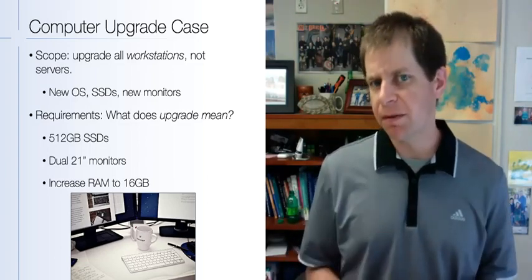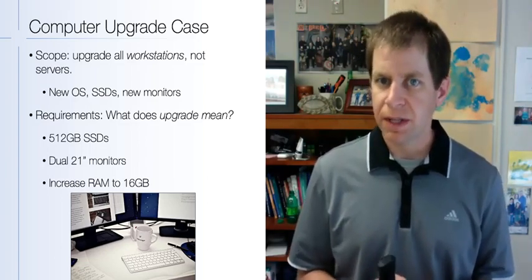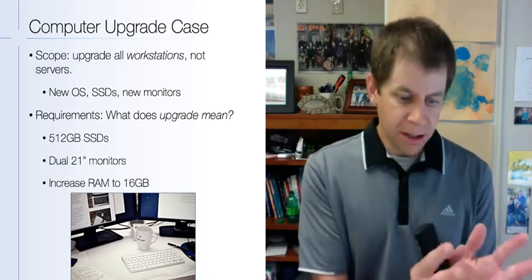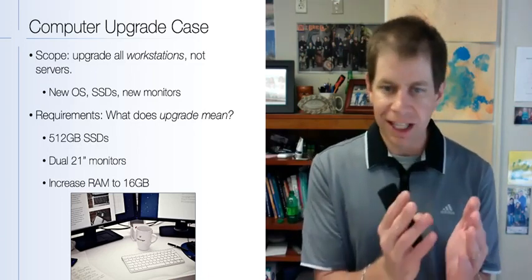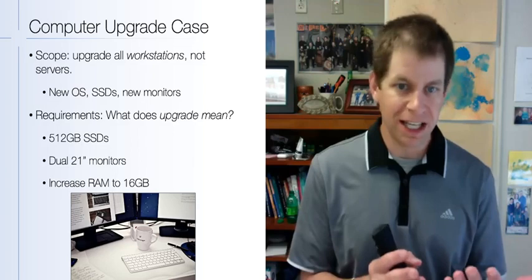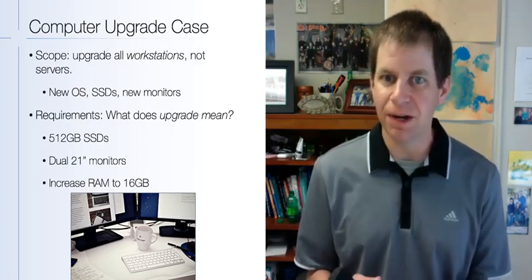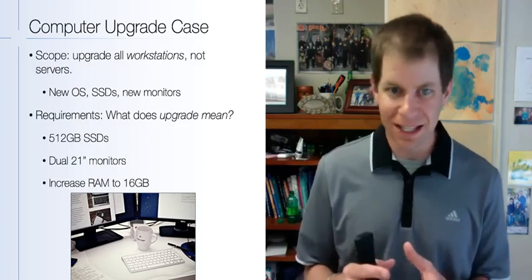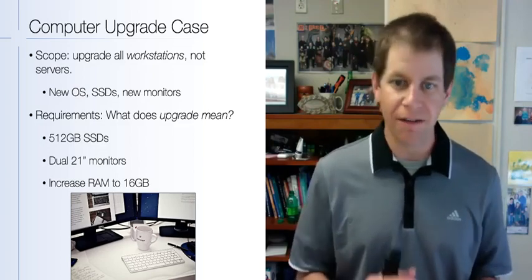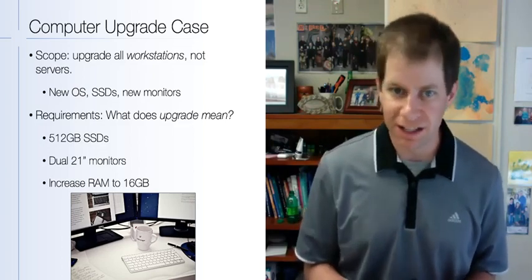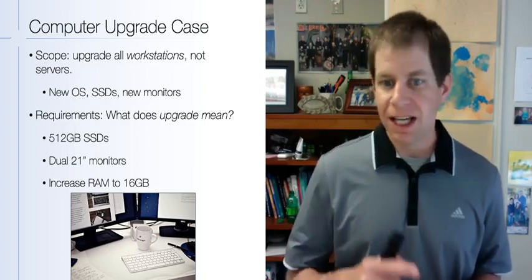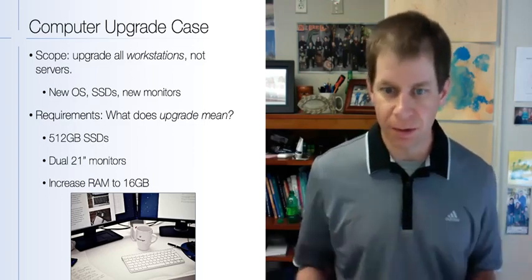But in terms of requirements, what should the upgrade do? Are the employees really focused on, do they need performance in Excel? Do they need performance in rendering? What do they need in terms of the upgrade? And that's when you decide it needs to do this, this, and this. The upgrade needs to have SSDs, 512 gigs, dual 21-inch monitors, increase the RAM to 16 gigs across the board.